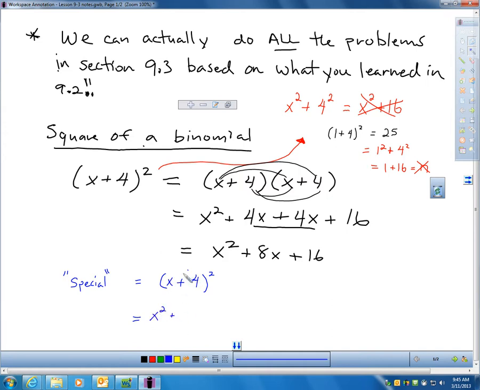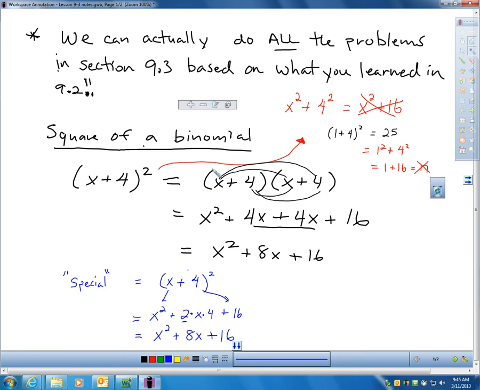You take these two terms, x and 4, multiply them together, and double them, and then 4 squared is 16, so you're going to square the first term, you're going to square the last term, and you're going to multiply these two together and double it. And look at what you get. x squared plus 2 times 4 is 8, 8x plus 16. That's the shortcut you can apply when you have a square of a binomial.